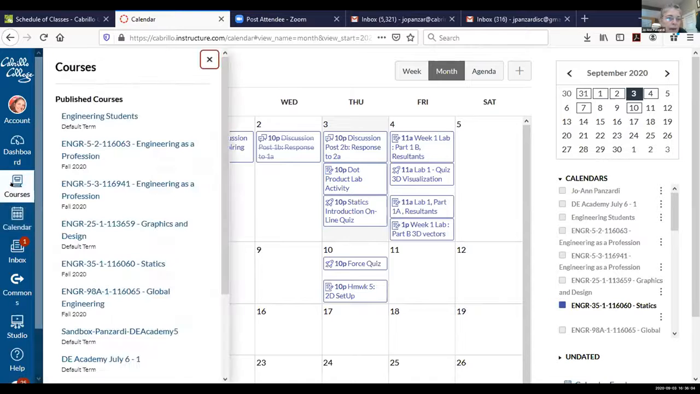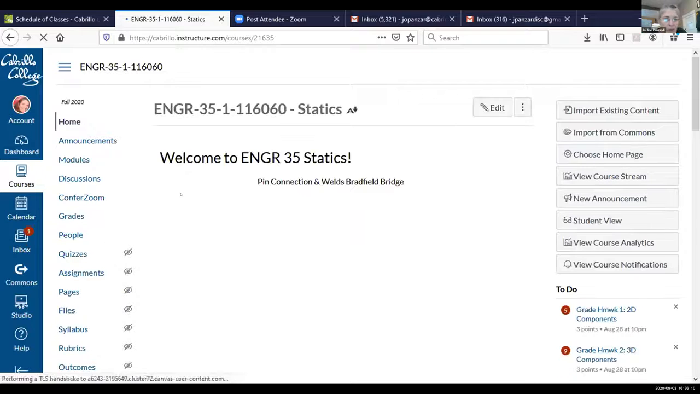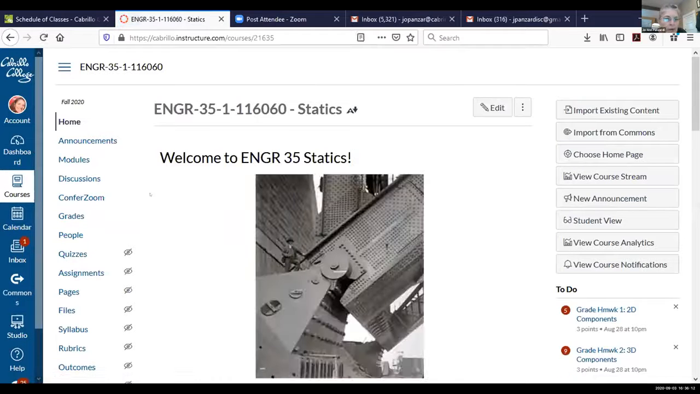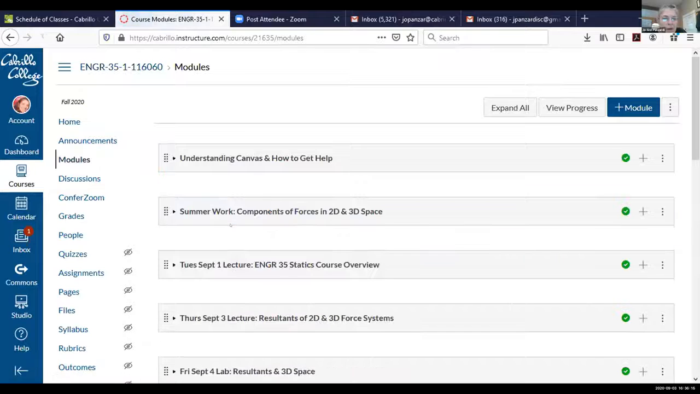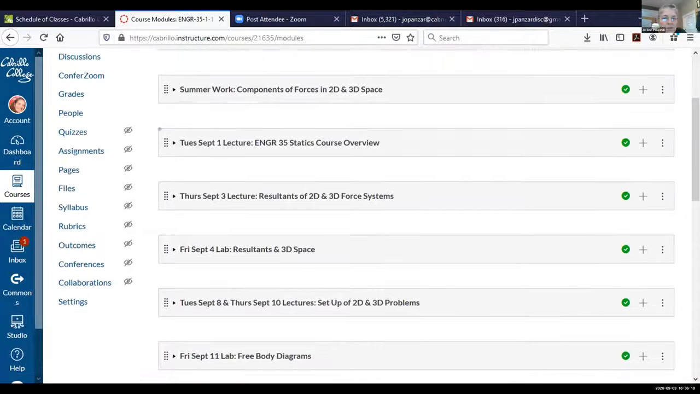Okay, now I'm going back to the Canvas page for 35. I'm going to modules. One thing that we didn't do on Tuesday that I was hoping we would get to is an icebreaker where we break up into groups and you guys start to get to know each other. And we're going to do that at the end of today's class.